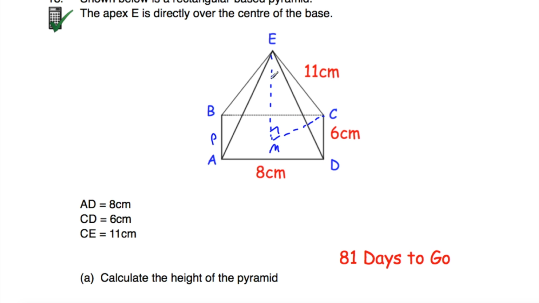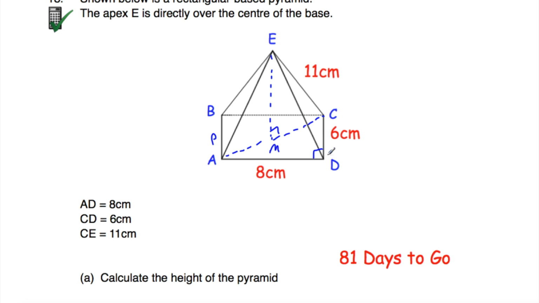So we've got this right angle triangle. We know that EC is equal to 11 centimeters. It would be great if we could find the distance of MC or CM. And then we could use Pythagoras to find the height of it, ME. So let's find the distance AC. That's the diagonal distance across the base, like so. So that's a right angle triangle there.